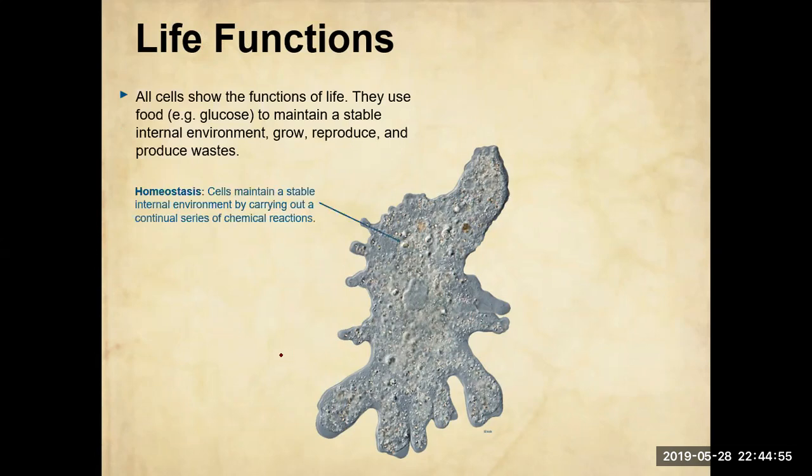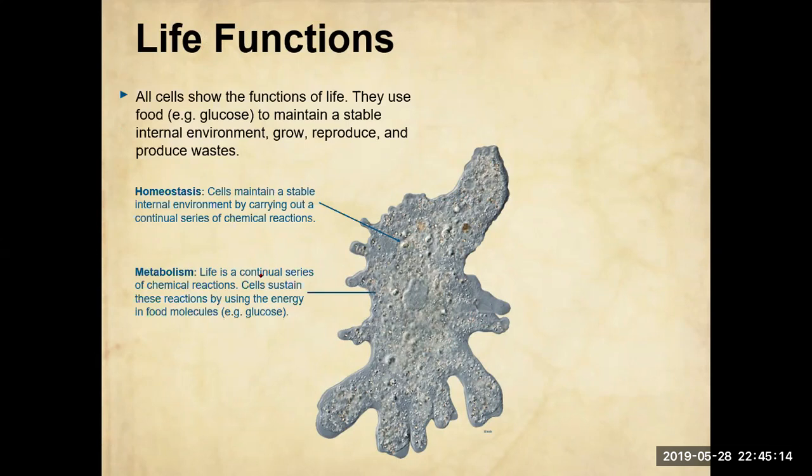You can mention these functions of life. The first one is homeostasis. Cells maintain a stable internal environment by carrying out a continual series of chemical reactions. The second is metabolism. Life is a continual series of chemical reactions. Cells sustain these reactions by using the energy in food molecules, such as glucose.